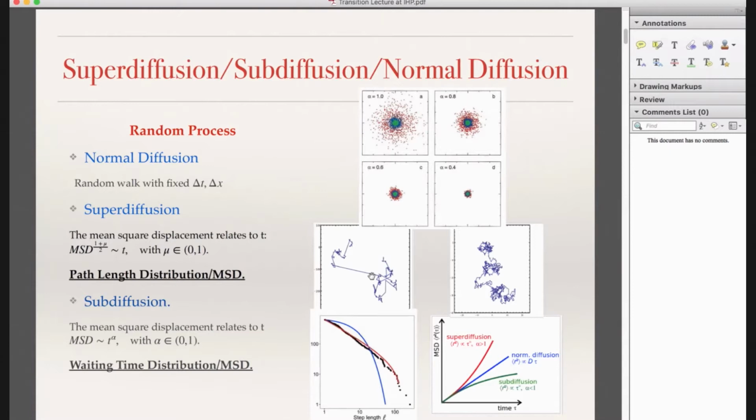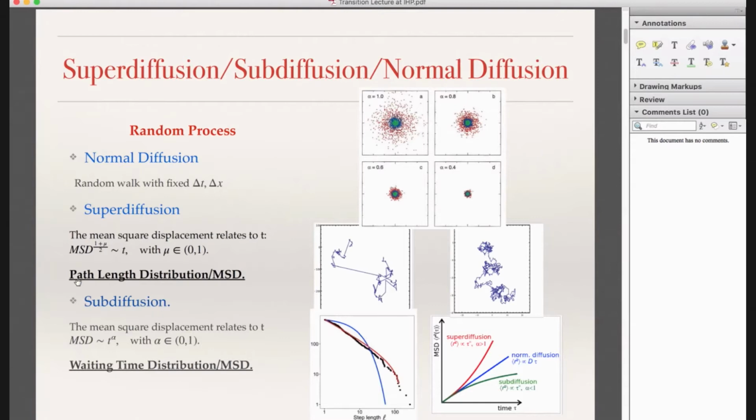Actually, all these three different kinds of diffusion can be modeled by one random walk process. A particle waits at one site for some time delta t, then jumps to its neighboring site, where the distance between the two neighboring sites is delta x. Both delta t and delta x can be random numbers with certain probability distributions.